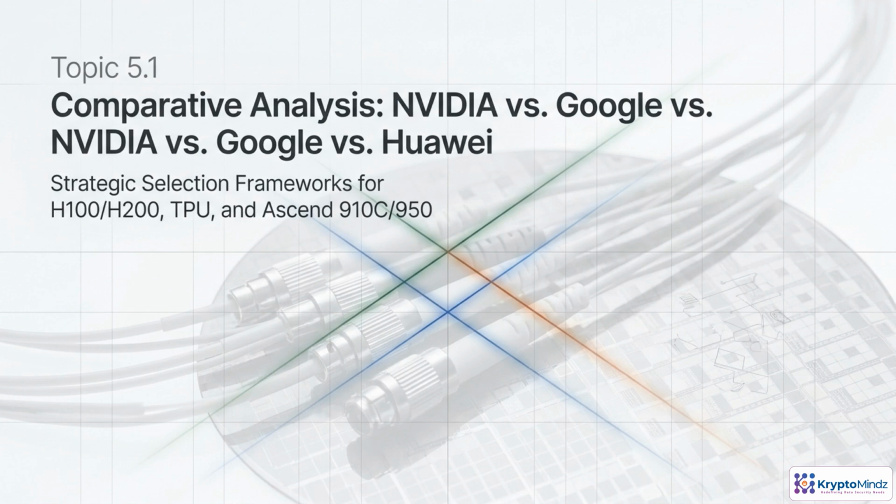In this module, you'll learn how to compare NVIDIA GPUs, Google TPUs, and Huawei Ascend NPUs in a structured way. We'll turn raw specs and marketing claims into a practical selection framework you can apply to your own projects.